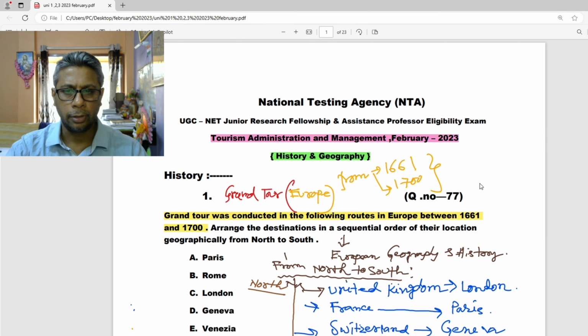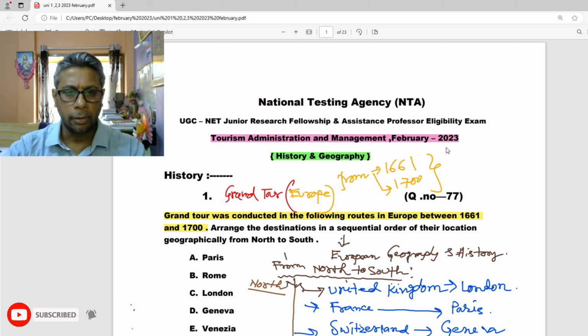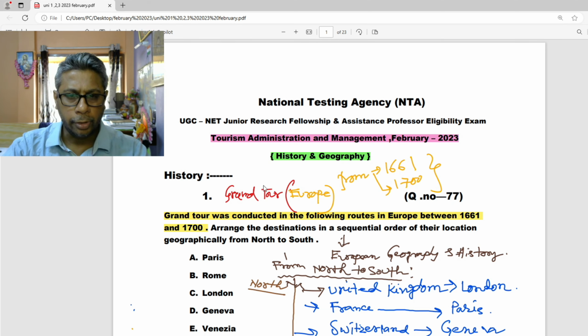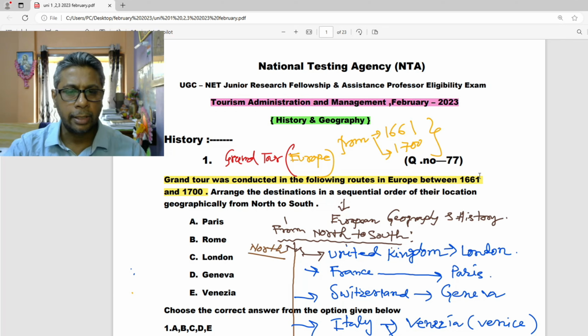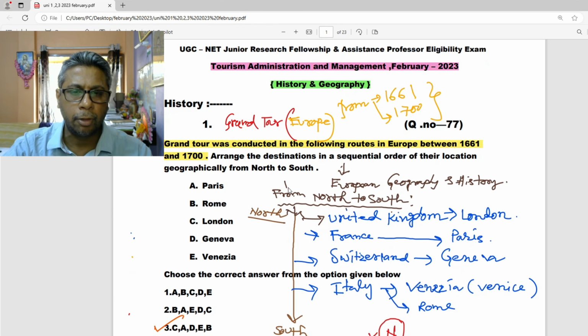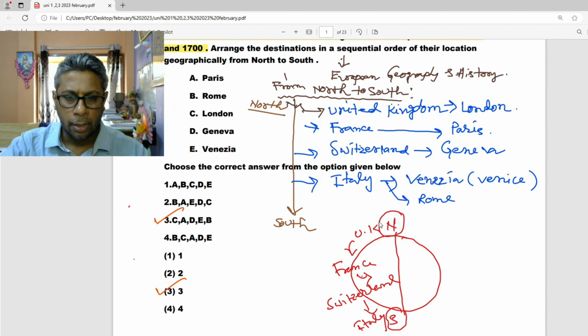The first question. The question paper is based on February 2023 tourism administration and management. This question I have identified and selected from history and geography, and this is question number 77. Grand Tour was conducted in the following route in Europe between 1661 and 1700. Arrange the destinations in sequential order of location geographically from north to south in Europe.